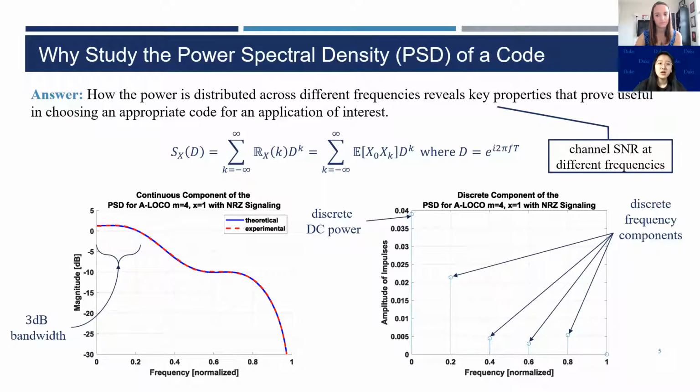Throughout, we denote the PSD of a code sequence x_n as S_x(d), which is the Fourier transform of its autocorrelation function R_x(k), where k is a time lag and d is some complex exponential for some frequency f and time interval T that we take to be 1. And in addition, if x_n is cyclostationary with non-zero mean, then we can observe those kinds of discrete power components. This will be discussed more later.